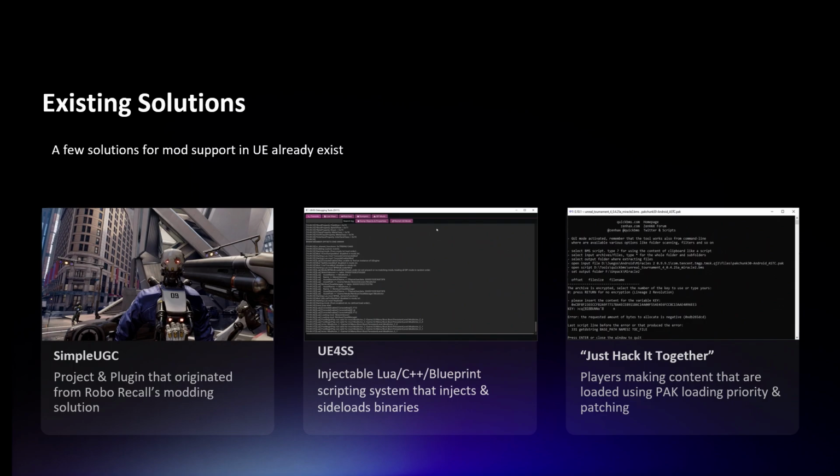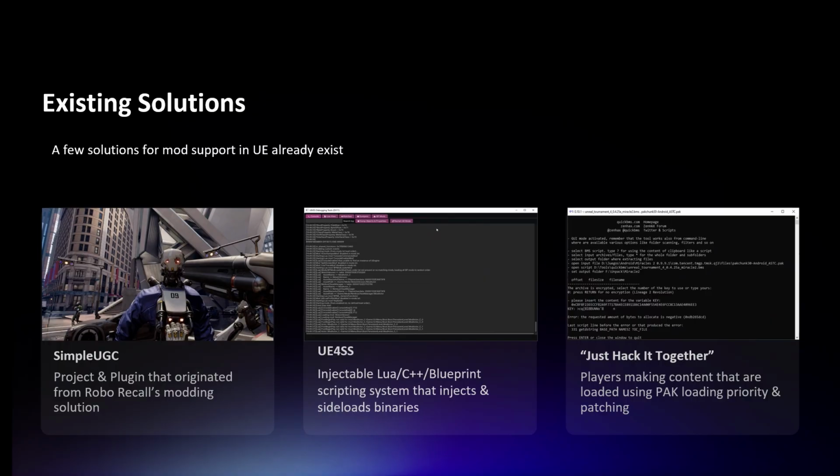There's 3 that I want to touch on. The first one is Simple UGC. This is a project and plugin that originated from Robo Recall, which was a commercial VR game that Epic shipped mod support for. There's UE4SS, which is a third-party community-driven injectable Lua, C++ and Blueprint system that basically injects and sideloads binaries to add that mod support to your game.